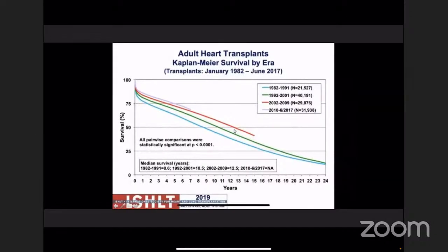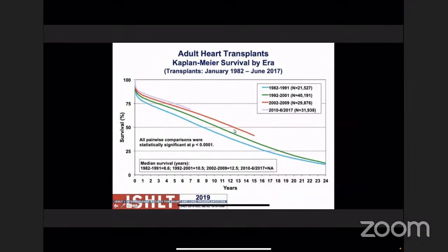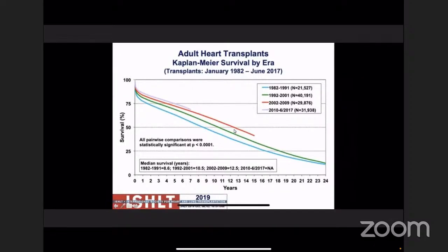Here we can see regarding the results, survival divided by era. We can see 50% of the patients survive up to 12 and a half years. And recently, from 2010 to 2017, we see the advancement in better outcome attributed to advancement in immunosuppression and better selection of the patient, recipient, donor, and bridging. We see the median survival increased by era from 8.6 until reaching 12.5.